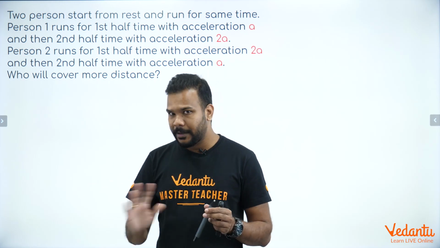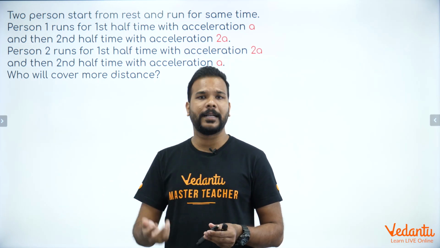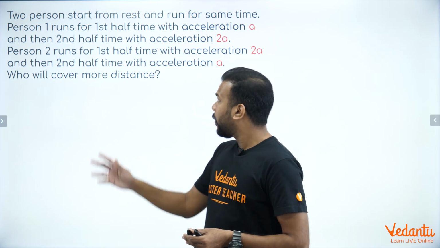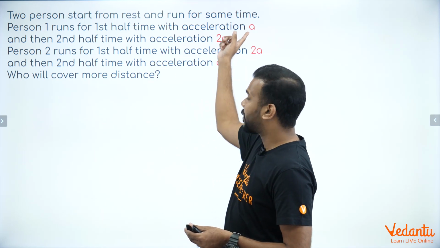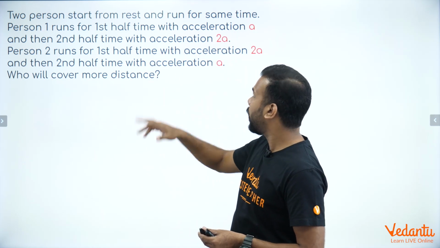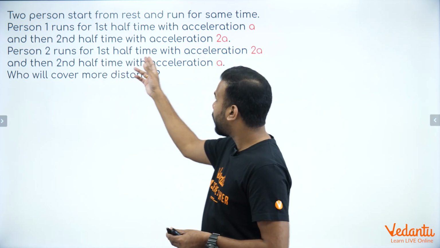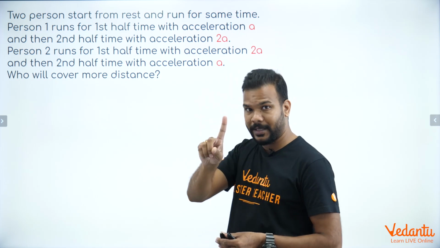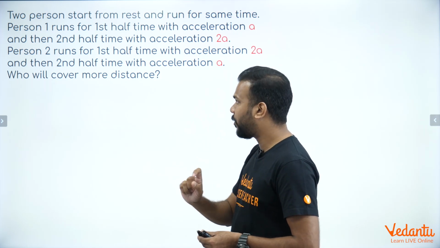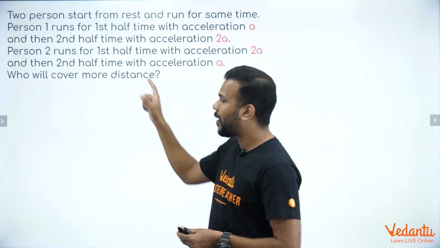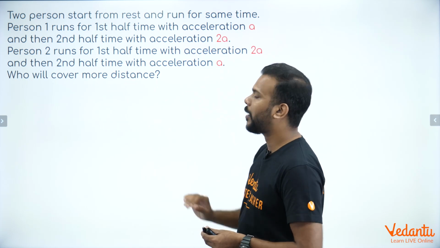So they are going to run for the same time. You can consider it to be 2 hours. So for the first 1 hour, guy number 1 has his acceleration as a, and then for the next 1 hour the acceleration is 2a. On the other hand, the second guy will have his acceleration as 2a for the first 1 hour or half of the time, and then for the next half of the time his acceleration will become a.